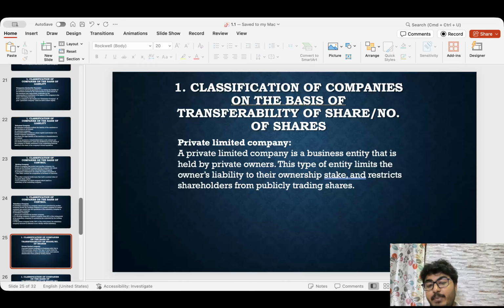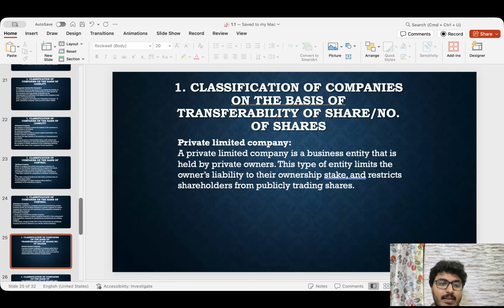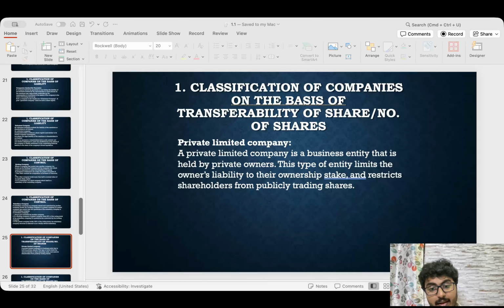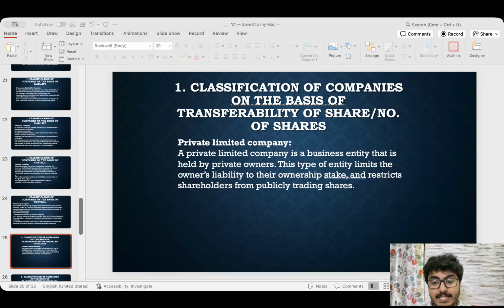Next, coming to the private limited company. On the basis of transferability of shares, there are two types of company. One is the private limited company and the other one is the public limited company. A private limited company is owned privately by individuals or groups, and its important features are restrictions on transfer of shares, limited liability, and shares can't be traded publicly in the share markets. This type of company is popular among startups and families.